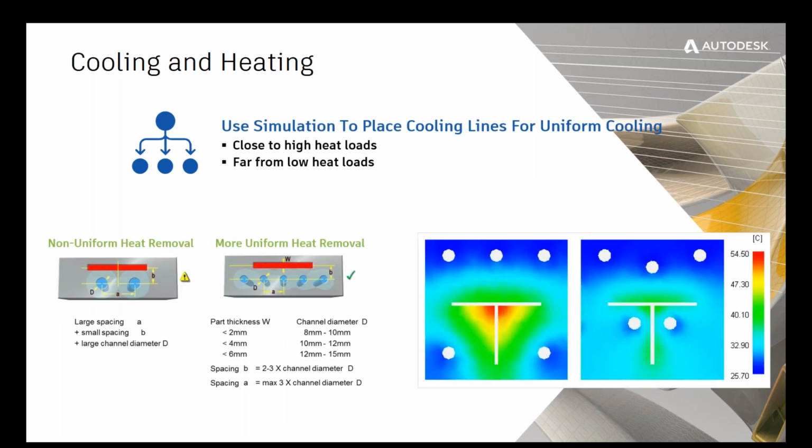The next consideration is the placement of the cooling and heating channels to ensure uniform heat removal. In this example, we have our cooling channels spaced out around this part and have a localized hotspot. Moving the cooling channels closer to this hotspot and this one down, you're able to see that we can get a more uniform cooling.